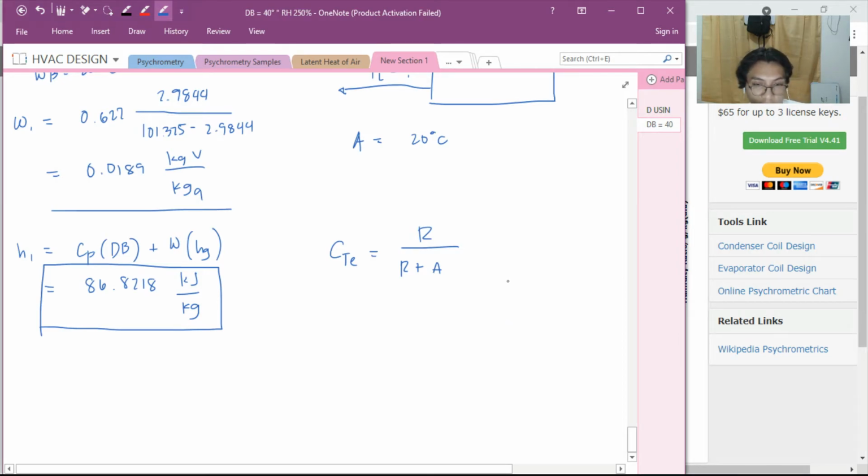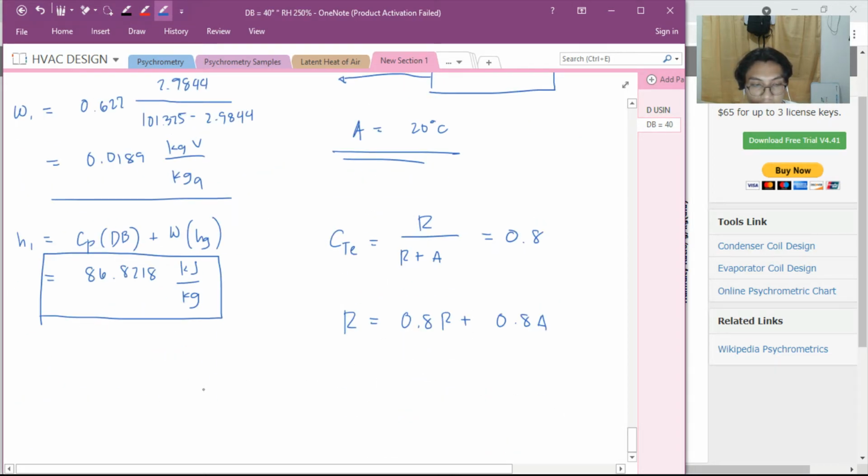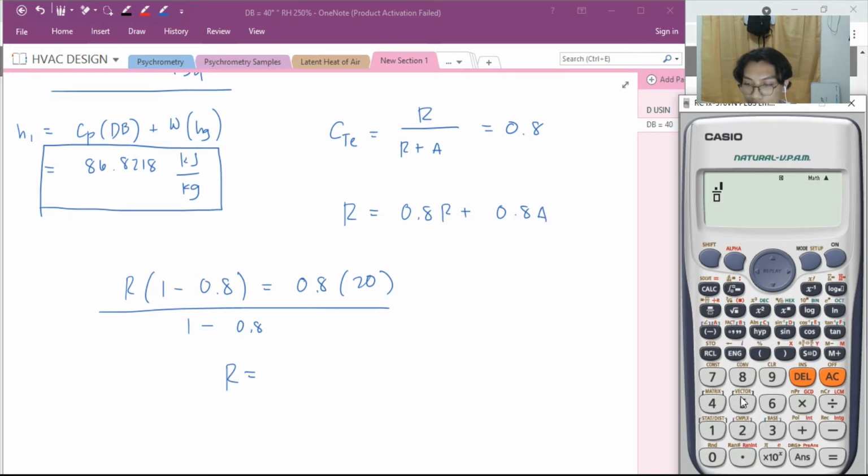Hanapin natin si range. This is equal to 0.8. Algebra. Edi yan. Algebra natin ha. So R equal to 0.8 R plus 0.8 A. Ang A mo dyan is 20. Okay? Approach is 20. So makikita natin si R. Therefore, yung R natin is equal to R, 1 minus 0.8 equal to 0.8 nung 20. Divide both sides by 1 minus 0.8. Therefore, R will be equal to yung range. That is equal to 0.8 times 20 divided by 1 minus 0.8, bale 0.2.